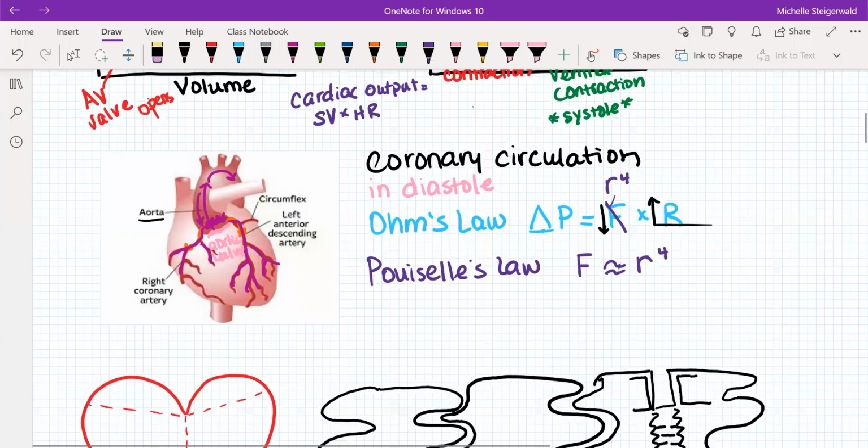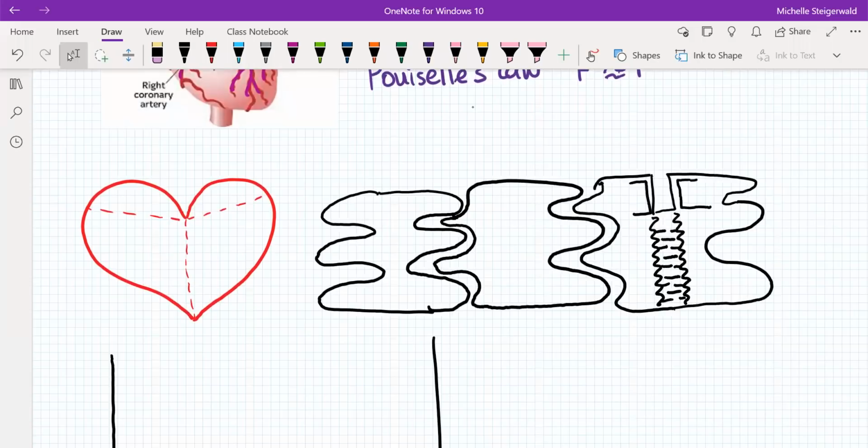All right, so let's talk about how we actually move this signal, how we actually get our heart to contract in the first place. So this is going to be the conductile system, or I'll just say the conduction system.